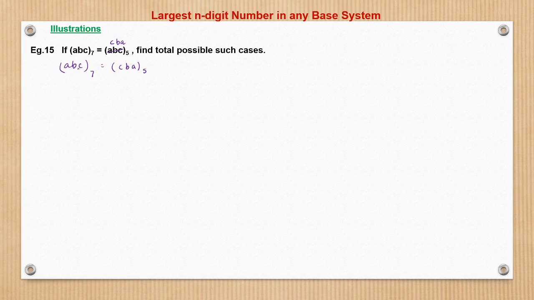So here again in a similar fashion we will expand this. It will become 7 square A plus 7B plus C is equal to 5 square C plus 5B plus A. So from here I can write 49A minus A is 48A, and 7B minus 5B is 2B, is equal to 24C minus C... so this basically becomes, 2 will take common, so 12C is equal to nothing but 24A plus B, right?